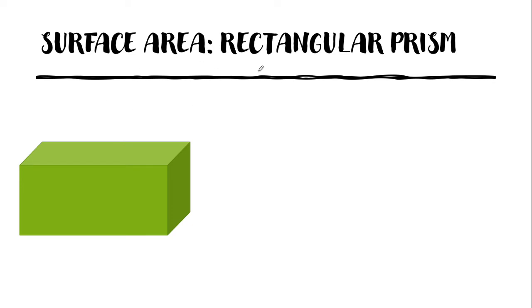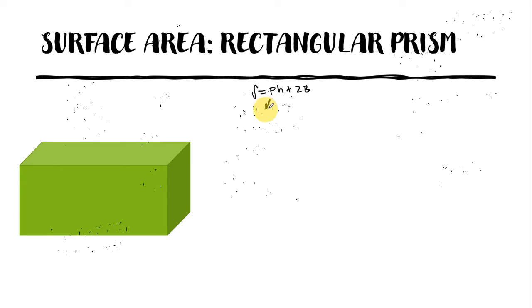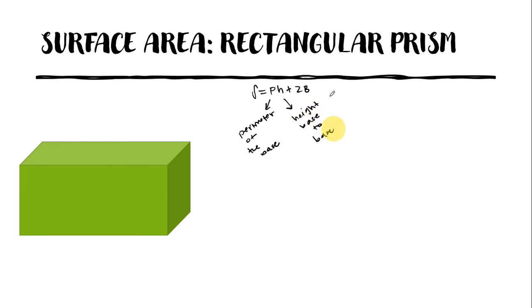We're going to just do total surface area for all of these. And remember, lateral surface area is the area without the bases. Total surface area is the area with the bases. So for a rectangular prism, it's S equals PH plus 2B. What does P stand for? Perimeter of the base. What does H stand for? Height from base to base. What does capital B stand for? Area of the base.